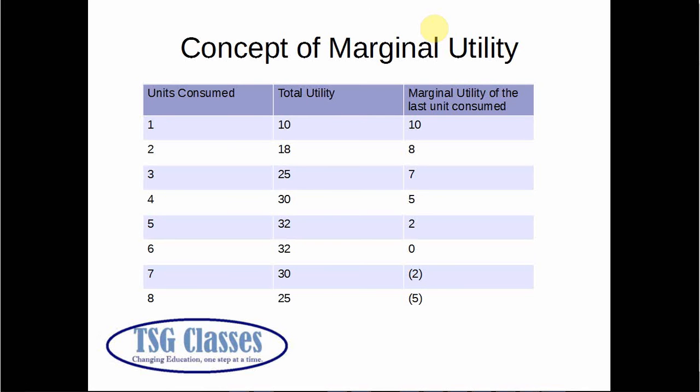So the utility of that additional slice of pizza is less, and as the number of slices increases, you cannot have it after a certain point. So the law of diminishing marginal utility is that the marginal utility of the last unit consumed goes down with the increase in the number of units consumed.